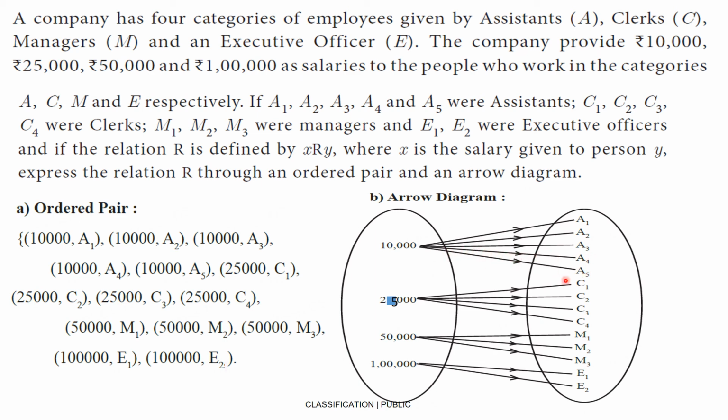Next, 25,000 comma C1, 25,000 comma C2, 25,000 comma C3 and 25,000 comma C4. Next, 50,000 comma M1, 50,000 comma M2 and 50,000 comma M3. Next, 1 lakh comma E1 and 1 lakh comma E2. Okay.